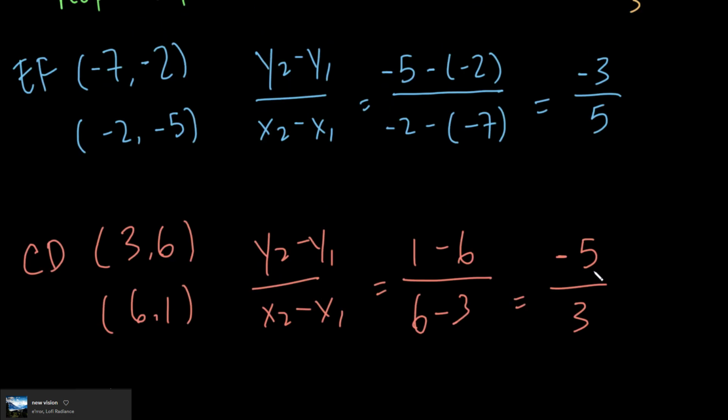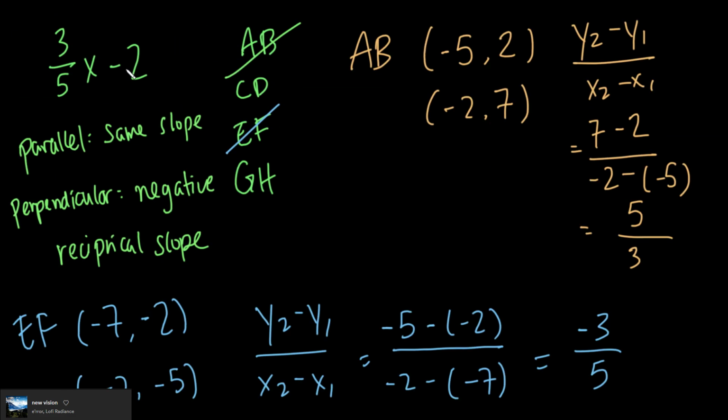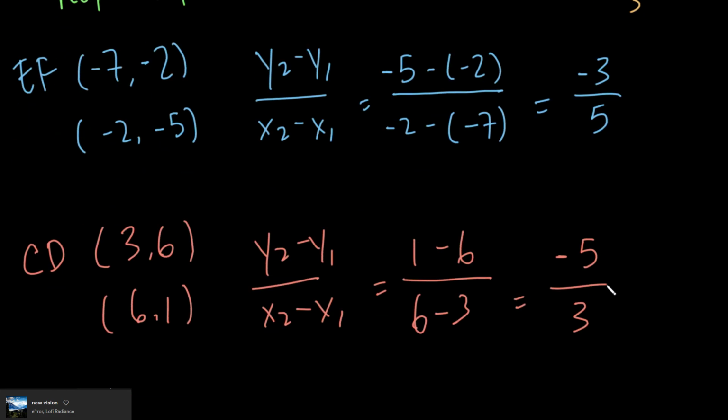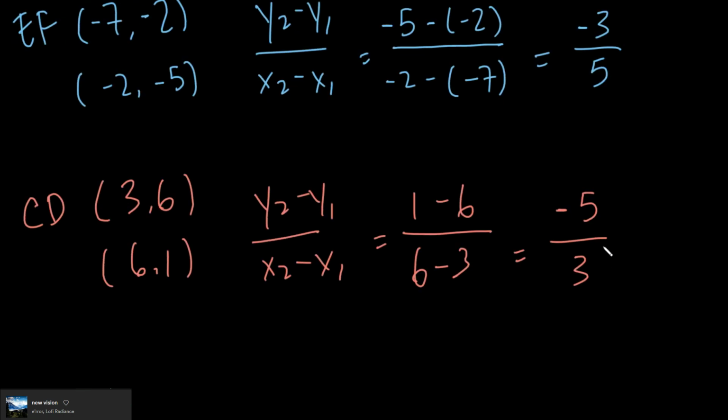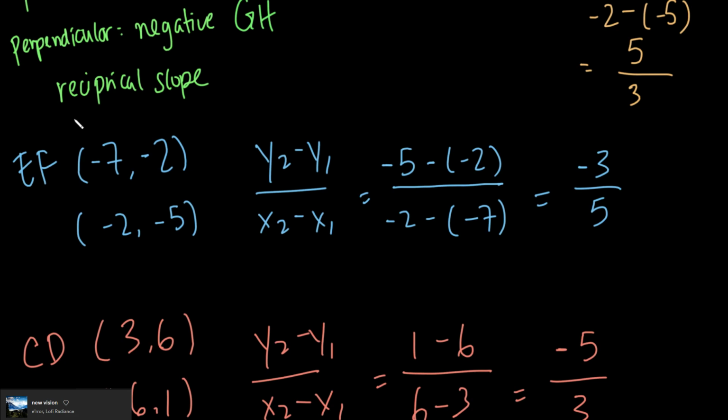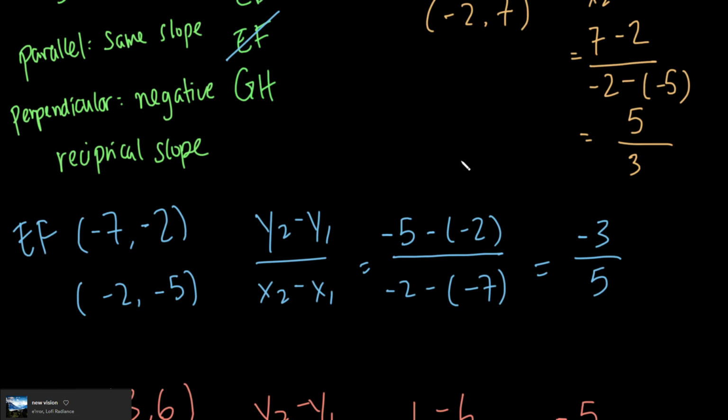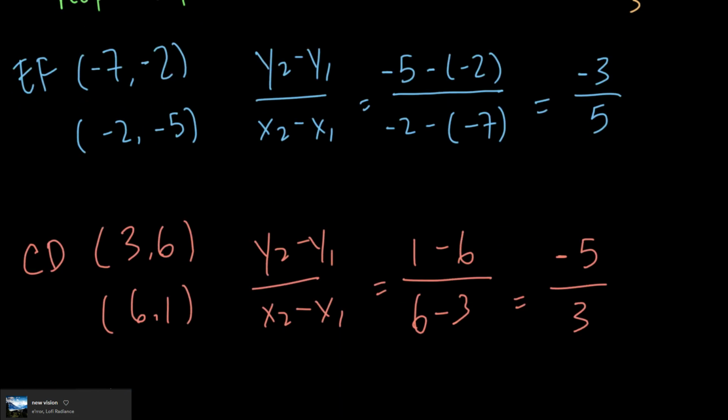So now this is actually my negative reciprocal of C and D, right? So -5 over 3 is indeed the negative reciprocal, which means this is perpendicular. So remember, this is the negative reciprocal, right? So -5 over 3 is indeed the negative reciprocal, which means for question 16, C is my correct answer.